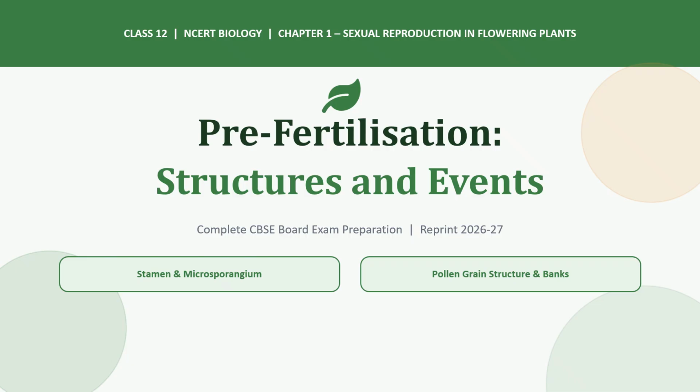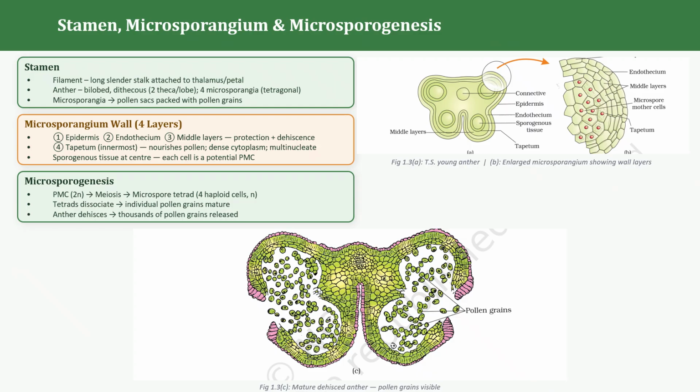Okay, let's move on to the next one: stamen, microsporangium, and microsporogenesis. Let's see the structure of a stamen. So what is a stamen? A stamen is the male reproductive organ of a flower and it consists of two parts. One is the filament and another one is the anther. The filament is a long, slender stalk. It supports the anther and helps position the anther for effective pollen release.